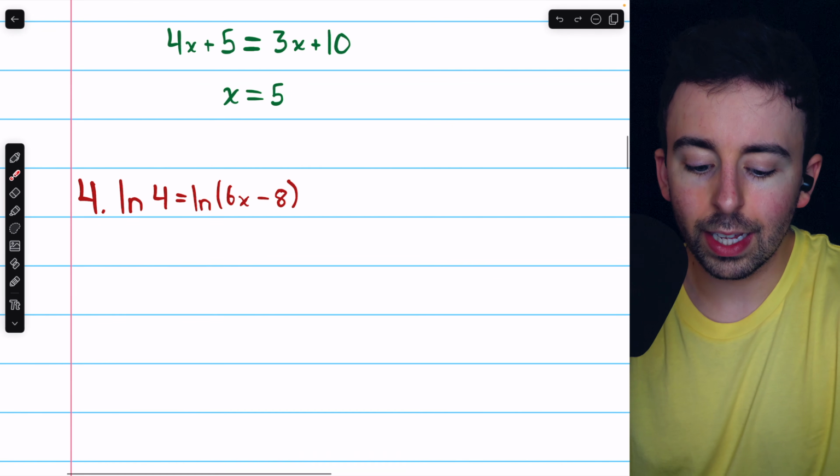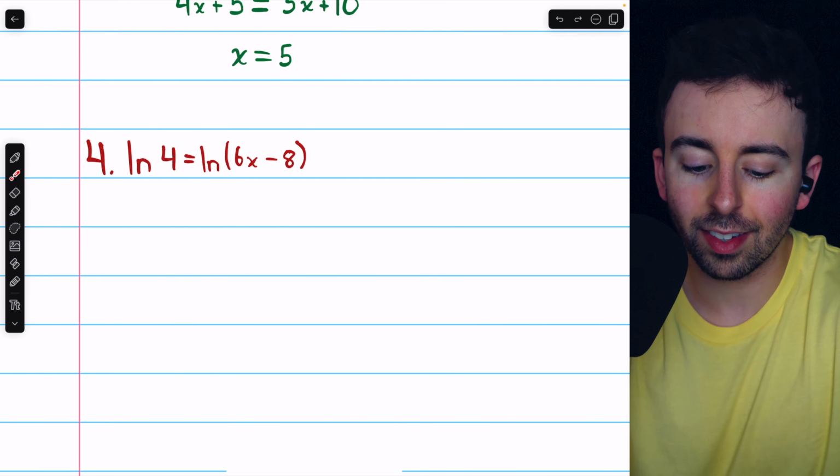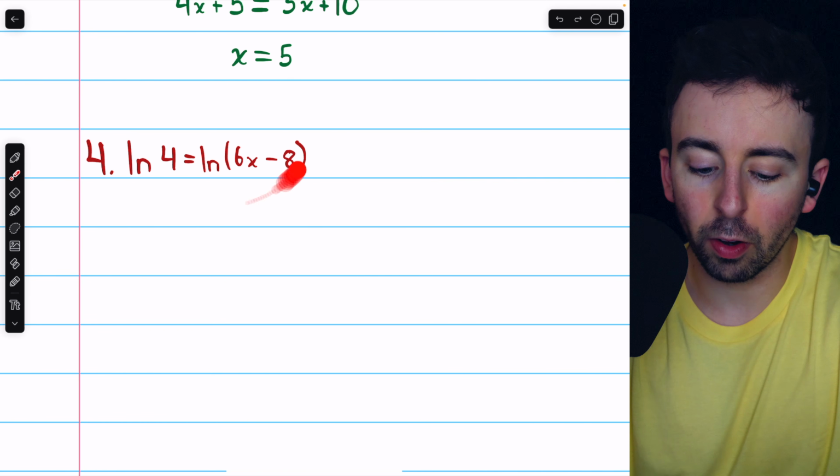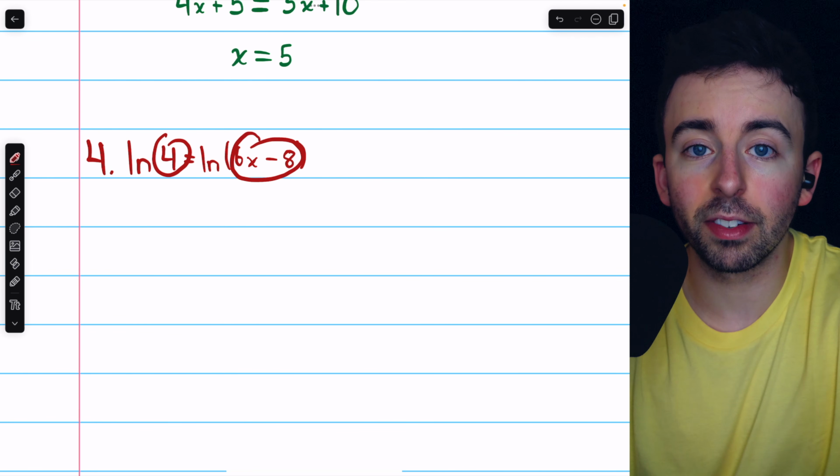Finally, problem 4, again we have a base e. Natural log of 4 equals the natural log of 6x minus 8. Since these are equal, it must be that their inputs are equal. 6x minus 8 must equal 4.